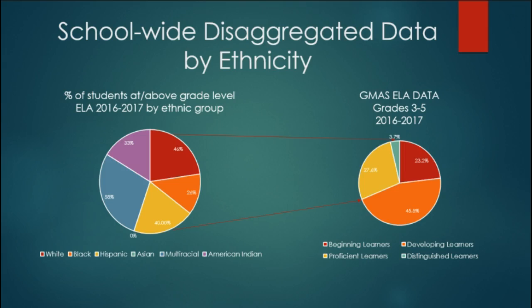We have reviewed GMAS ELA data by looking at subgroups, so now we will go even further to look for achievement gaps between race and ethnic groups. The data shown is from the school year 2016-17 for 3rd through 5th grade students.